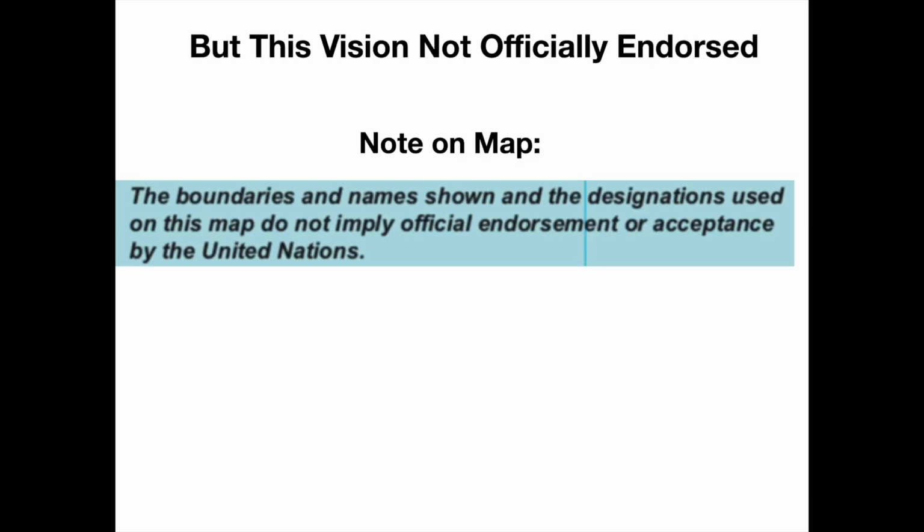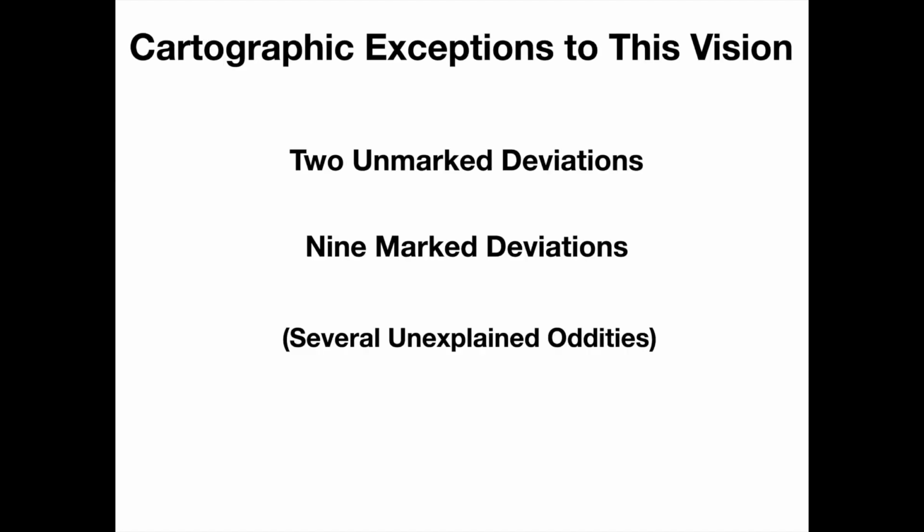One oddity, though, is the map itself gives a textual note telling us that it's actually not officially endorsed. So there's a little wiggle room that the UN cartographers sort of give themselves here. And it is very important to note that the cartographic vision that I've been talking about has a number of exceptions on this map. And I'll go through these pretty quickly.